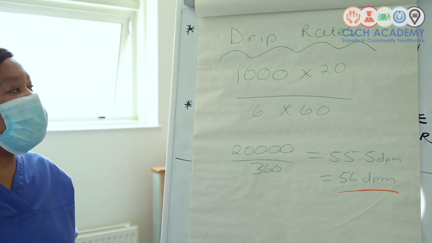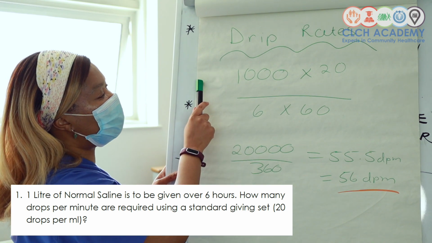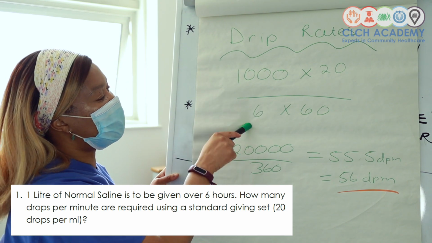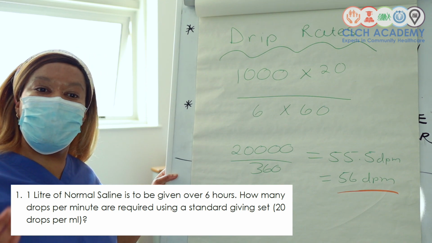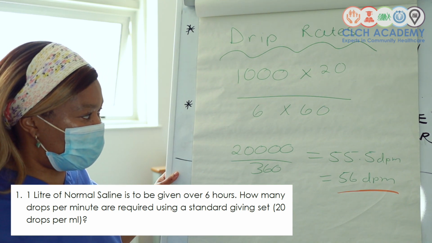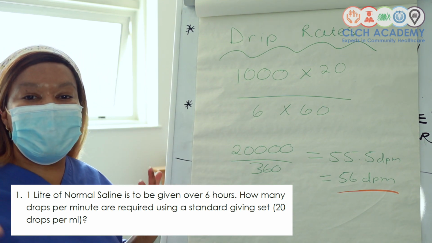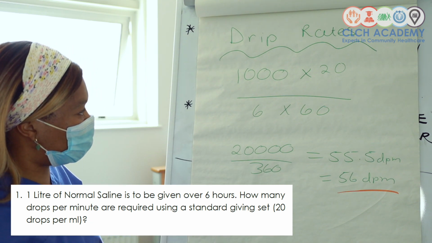But typically, if you were thinking about giving a liter of Hartmann's or saline over 6 hours, and your drop factor would automatically be 20 drops per mil because it's a crystalloid, then you might think about how you might want to do that.